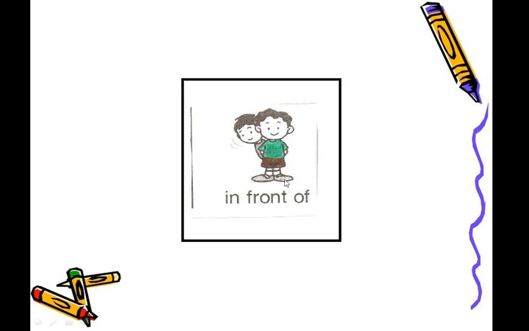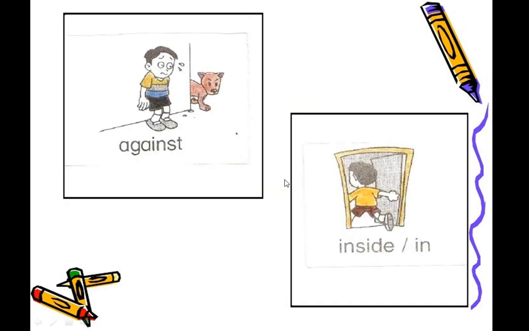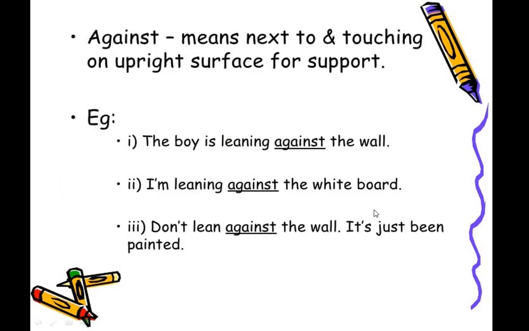The boy is in front of, against, inside, in. The boy is standing against the wall. The boy is going inside the room. So against means next to or touching an upright surface for support. The boy is leaning against the wall. I am leaning against the whiteboard. Don't lean against the wall. It's just been painted.